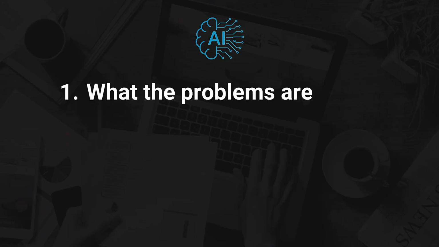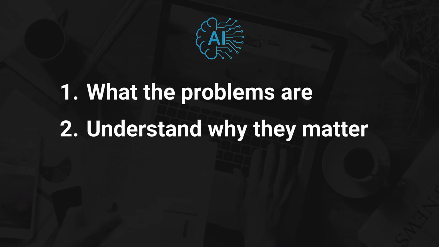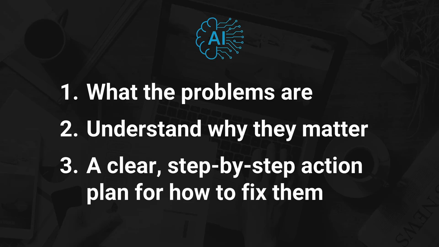So there you have it, a simple 3-step process for using AI to figure out what is wrong with your website and how to fix it fast. And there's a good chance you do not need to rebuild everything from scratch. And you probably do not need to spend insane amounts of money on high-priced marketing consultants either. You just need to know what the problems are, understand why they matter, and then have a clear step-by-step action plan for how to fix them. And AI can definitely help you do that.